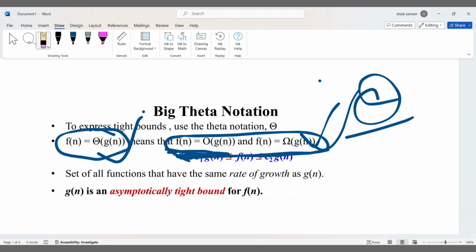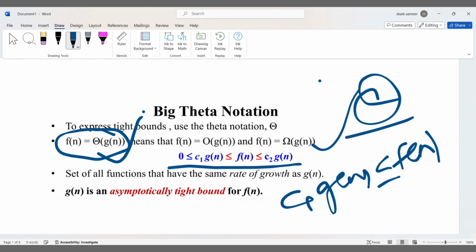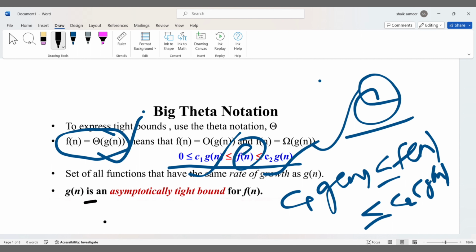So the condition is given here. There will be two constants, C1 and C2. f of n lies between C1 into g of n and C2 into g of n. So f of n values lie in between these two values. It is the set of all functions that have the same rate of growth as g of n. g of n is asymptotically tight for f of n. This is the major definition of this big theta notation.